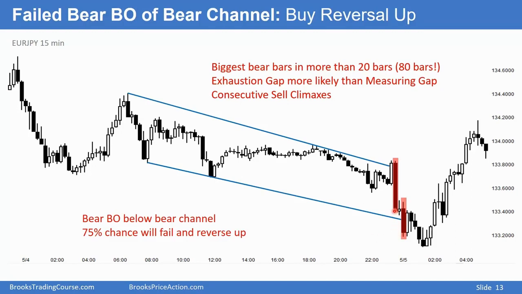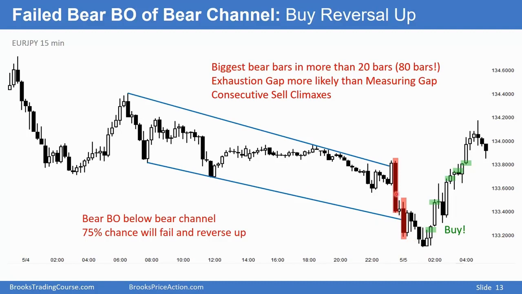Gap, this close, that low, gap, this close, that low, this close, this low. All of those are probable exhaustion gaps, and the market will probably trade above all of those lows. It did over here, making this bear bar an exhaustion gap rather than a measuring gap. Traders expect this to be an exhaustive sell climax, a failed breakout below the bottom of a bear channel. They're looking to buy a reversal up.